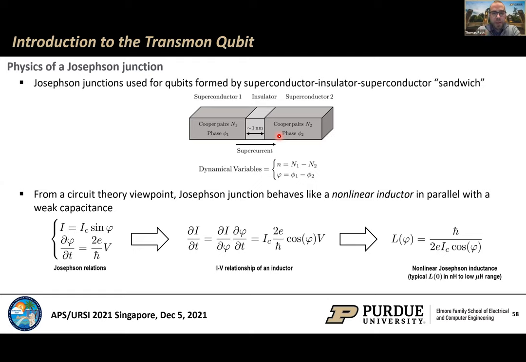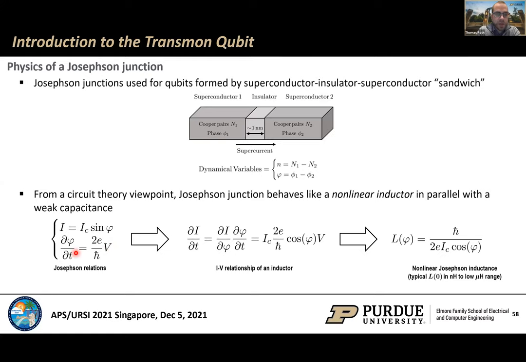So those are a little bit unintuitive. We can get a bit of a circuit analogy going if we take this system. Josephson, who these are named after, derived the two Josephson relations. The current flowing through this junction is equal to this sine of the phase difference between the two. So this is the tunneling current at zero voltage. And then we also have a relationship between the time derivative of that phase and the voltage over the junction.